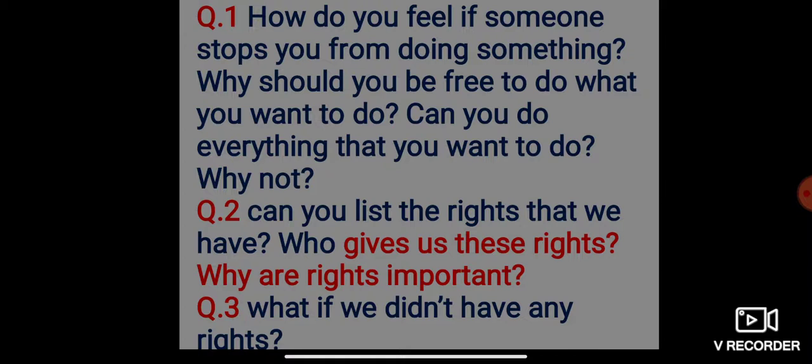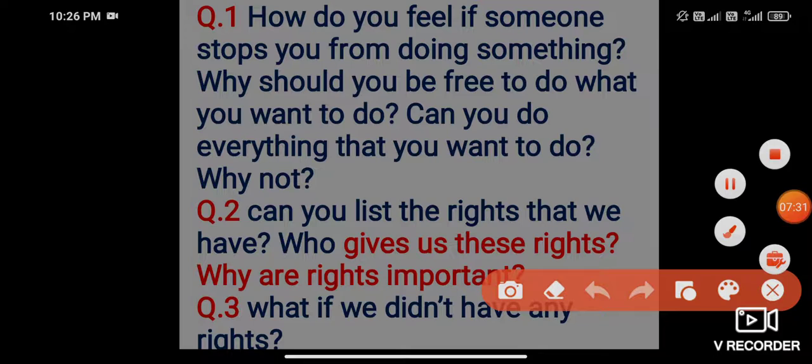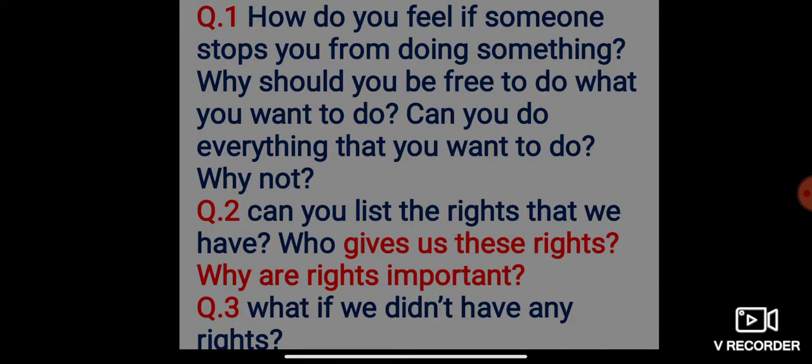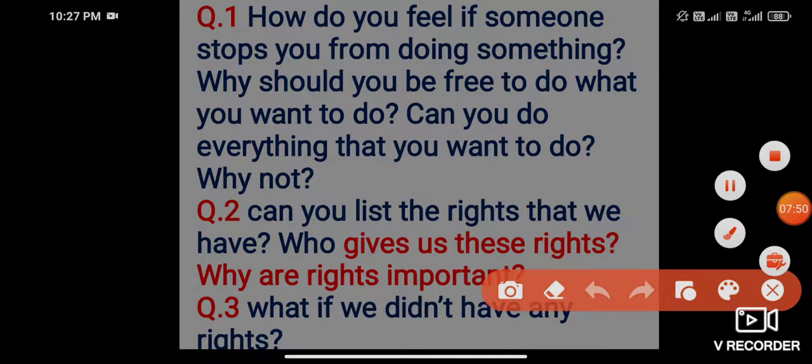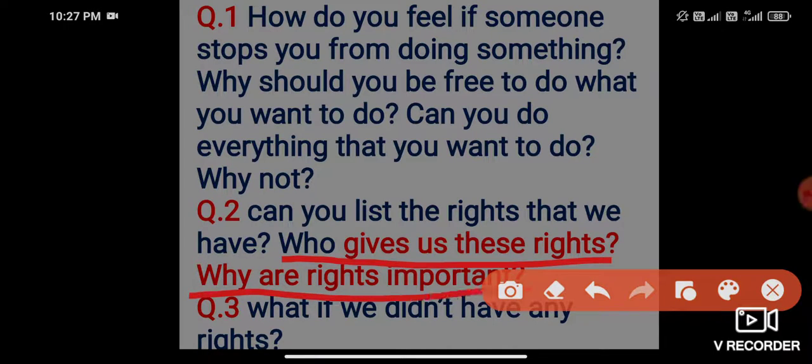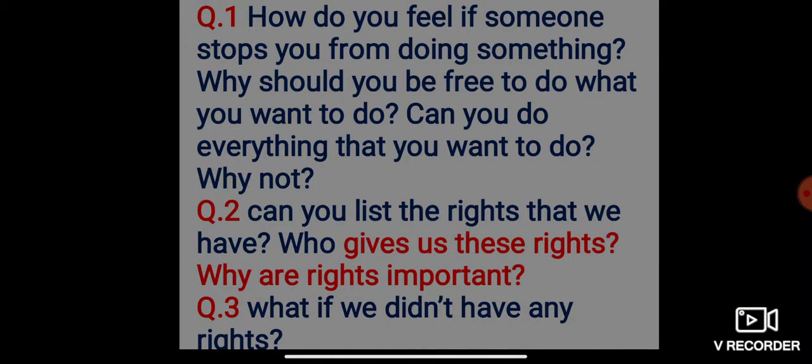Okay, so question number two: can you list the rights that we have, who gives us these rights, and why are rights important? What are some of the rights that we have? You might have different answers for that, as you can see from the rights mentioned above.